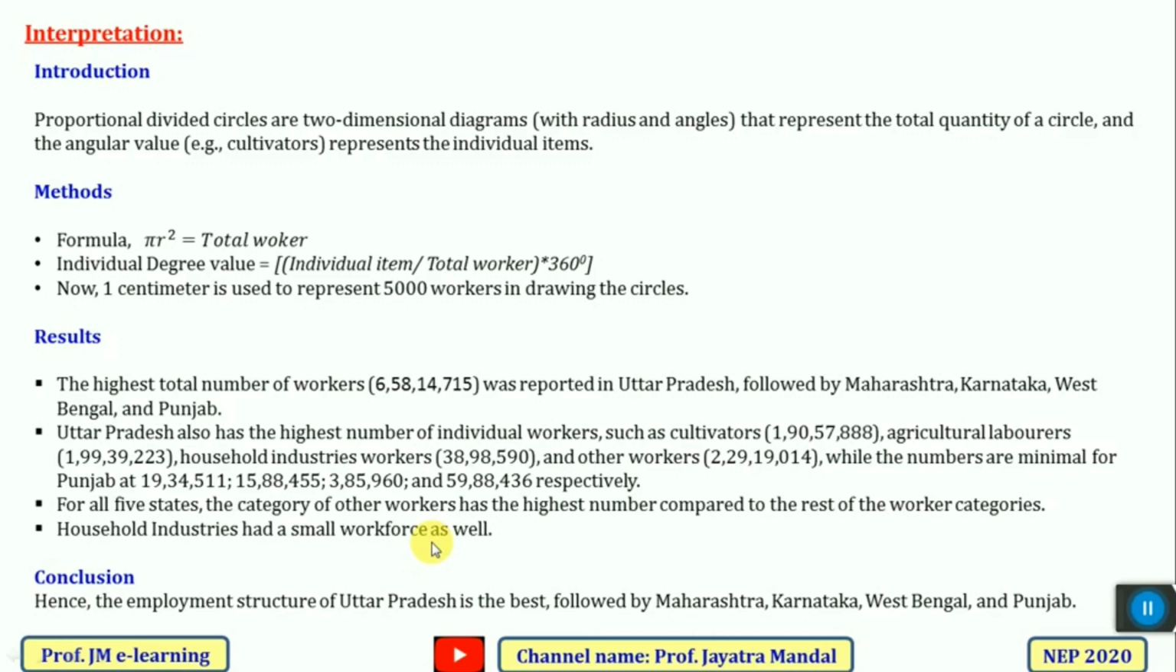Conclusion: 1 or 2 lines of concluding remarks like, hence the employment structure of Uttar Pradesh is the best, followed by Maharashtra, Karnataka, West Bengal, and Punjab.